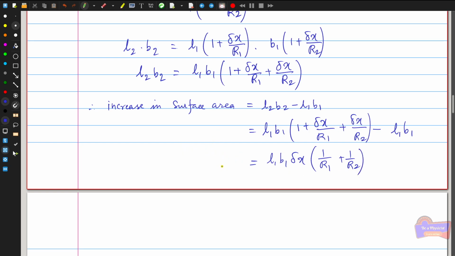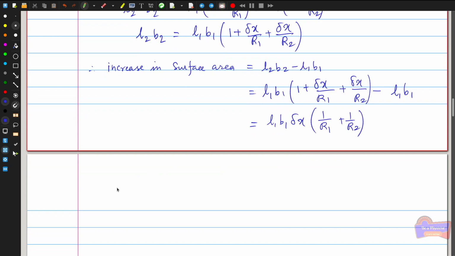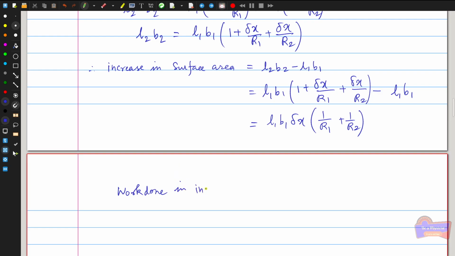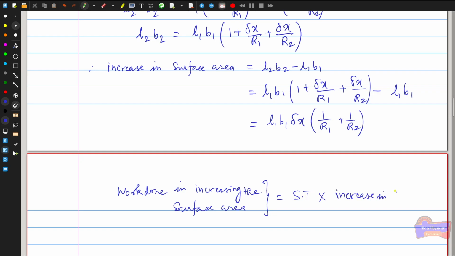So the work done in increasing the surface area can be given by the surface tension multiplied by the increase in the surface area. So work done in increasing the surface area is the surface tension into the increase in surface area.